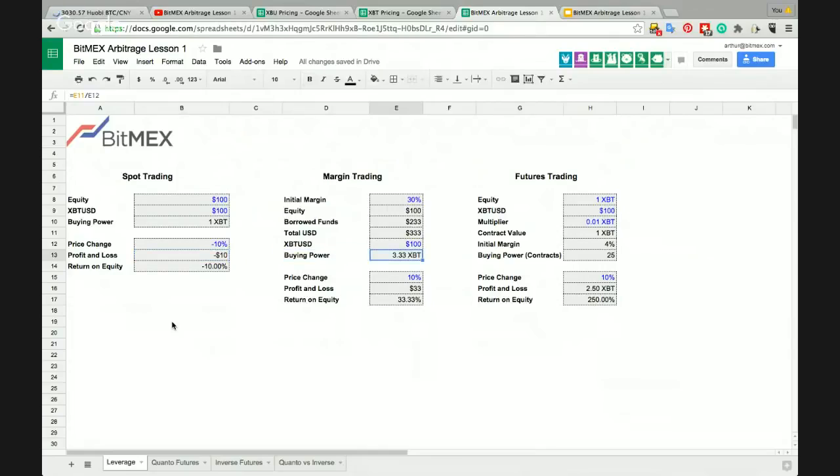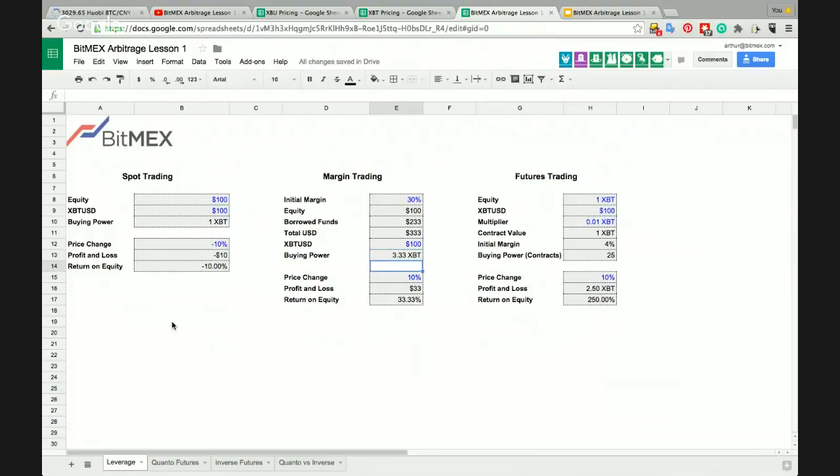Then we move on to margin trading. Now, assume that the exchange lets us leverage 3.3 times, which means that you have to put down 30% of the value of the total size of Bitcoin that you'd like to buy. You still have $100, and now you can borrow an additional $233 for a total buying power of $333. The same Bitcoin US dollar price at $100, and now we have about 3.3 Bitcoin that we can actually buy.